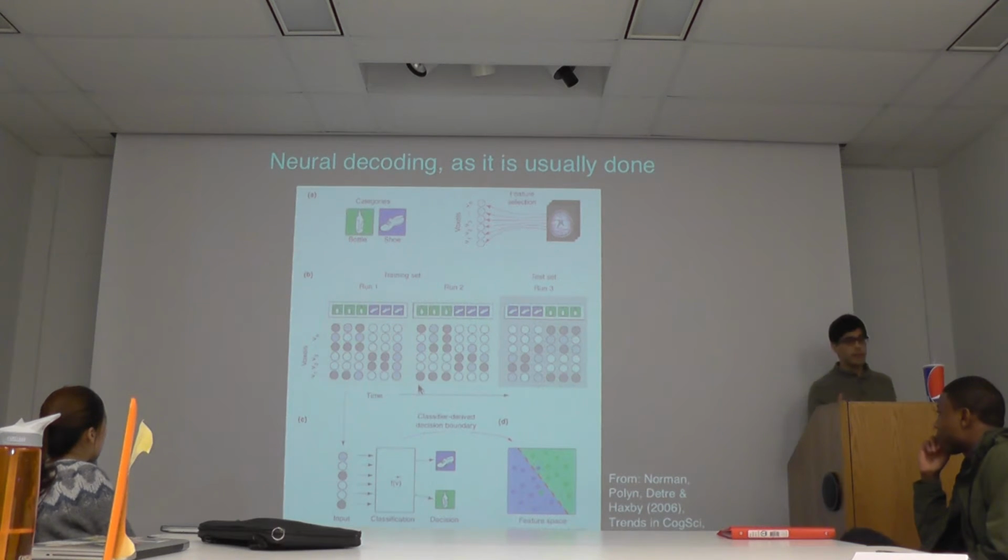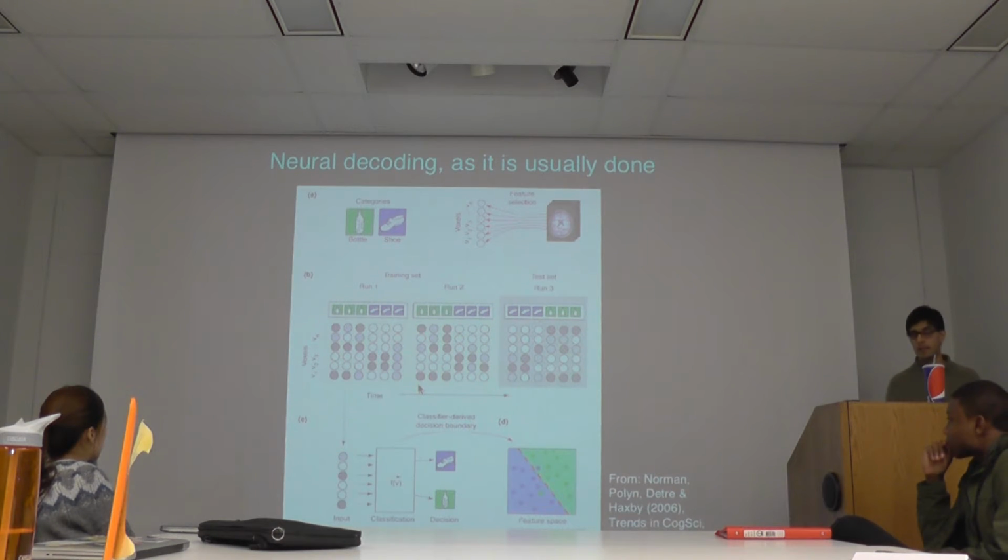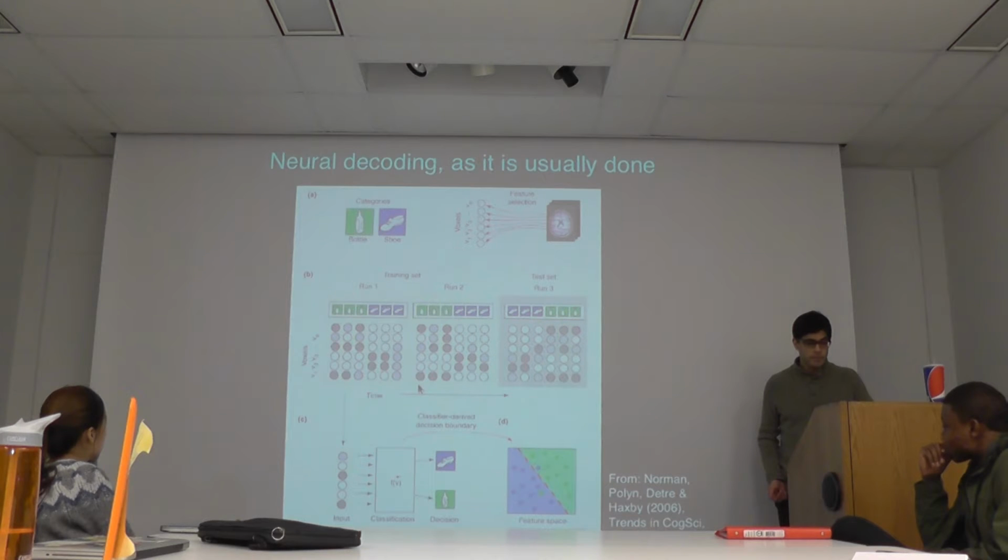There were actually 8 different categories in the Haxby paper: bottles, shoes, faces, houses, stuff like that. So we also talked about features.